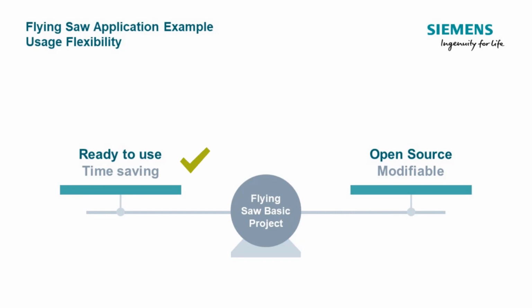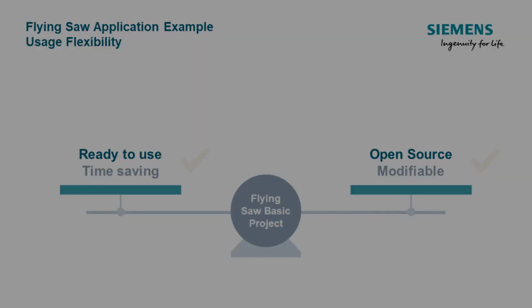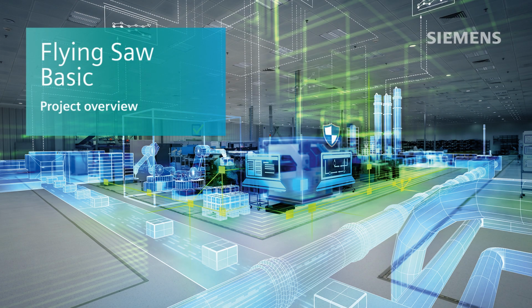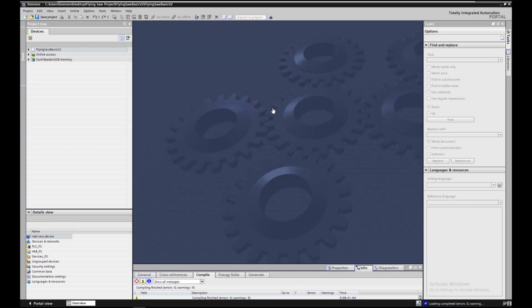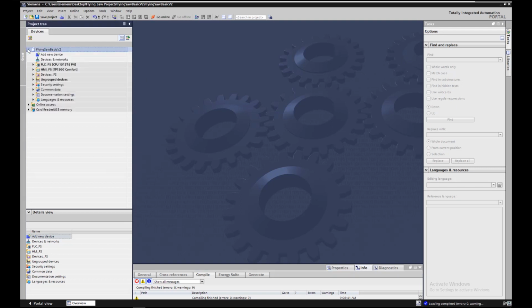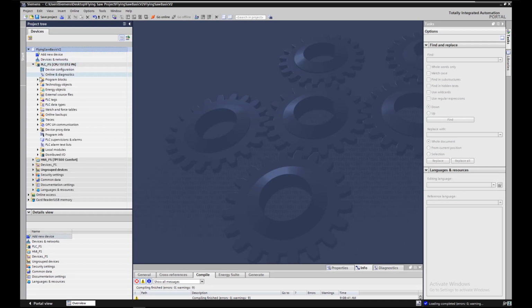Also, you can integrate the included HMI project in your application case or use it directly for simulation and test purposes. Let's take a look at how easy it is to use this application example. Once you download the project from the Siemens website, it is ready to use. The application is completely open source, which allows the user to tailor the program according to his specific needs.